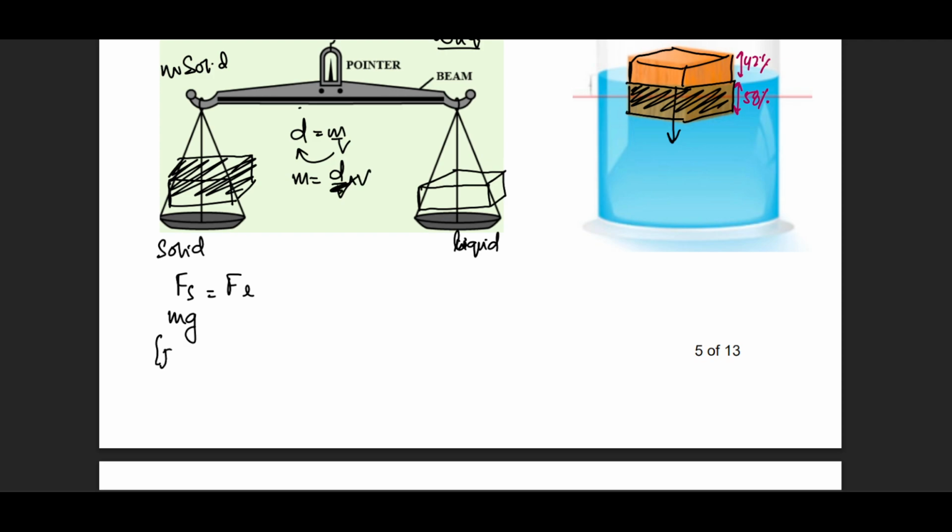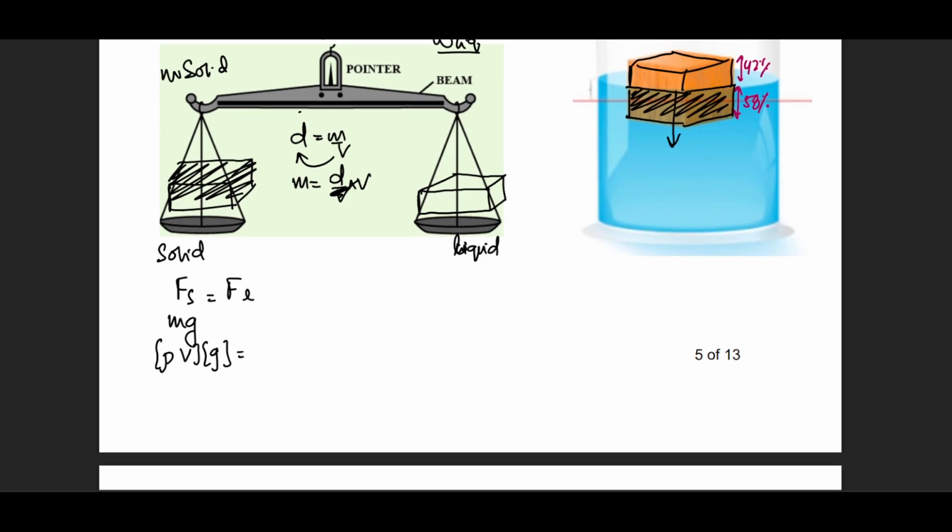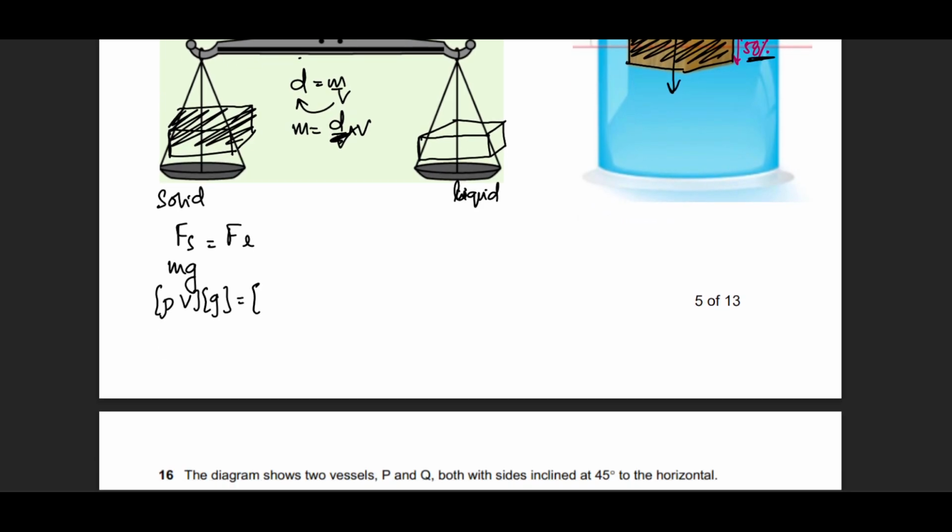So this will be rho V into G equals to, what's the force by the liquid? How much liquid has been displaced? 58% of the liquid has been displaced, right? So this will be the density of liquid into 0.58 times volume into G.